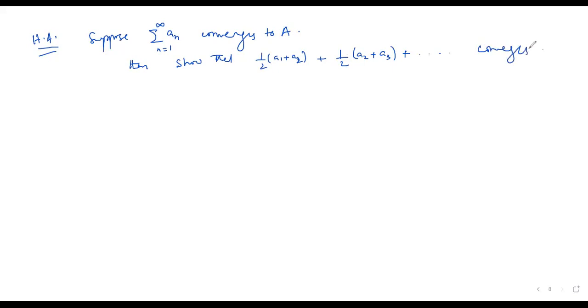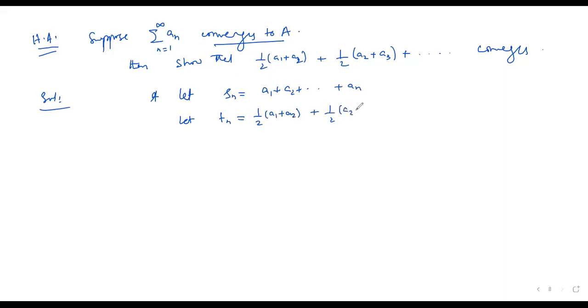But now you have to tell me what does it converge to. If A converges, what does this converge to? So we can solve this also, how? So let Sn be equal to the nth partial sum, up to an, and let Tn be another partial sum. Let it be 1 by 2 A1 plus A2 plus 1 by 2 A2 plus A3 plus so on and so forth, 1 by 2 an plus 1, right?